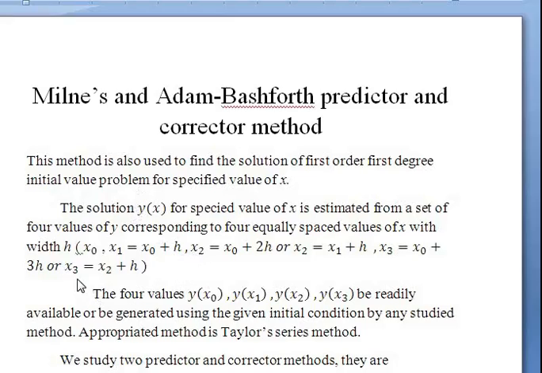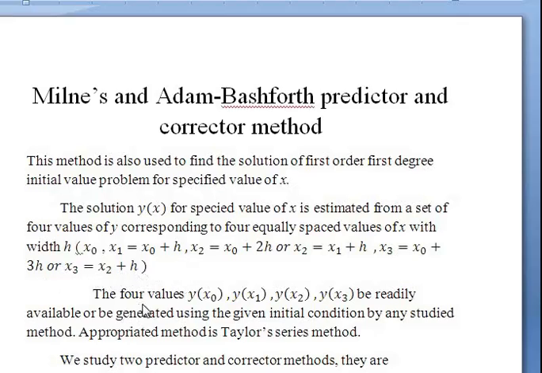Here we are finding the solution at a specified value, that is x4. As we need to find the solution at x4, we need the previous values. So x0, x1, x2, x3 will be given. x1 is obtained by adding h to x0, similarly x2 by adding 2 times h, and x3 by adding 3 times h. So we will get the next step value.